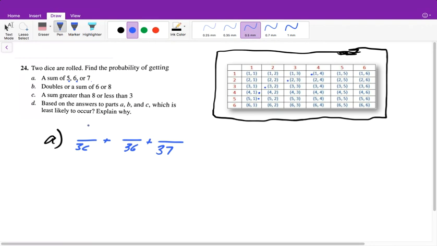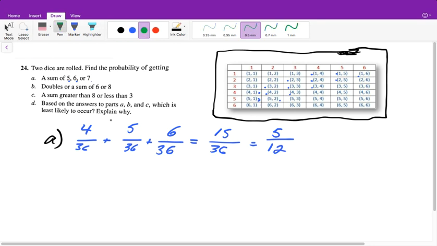So there's 4 possibilities of getting a 5. The possibility of getting a 6, we have 1, 2, 3, 4, 5. So we have 5 possibilities of rolling a 6, and a possibility of rolling a 7 is 1, 2, 3, 4, 5, 6. So we have 6. So now we just add these up. I'm sorry, this one I have no idea why I put 37. It should be 36. But when we add these up, this will then be 15 over 36. 3 goes into 15 5 times. 3 goes into 36 12 times. And that will be your final answer.